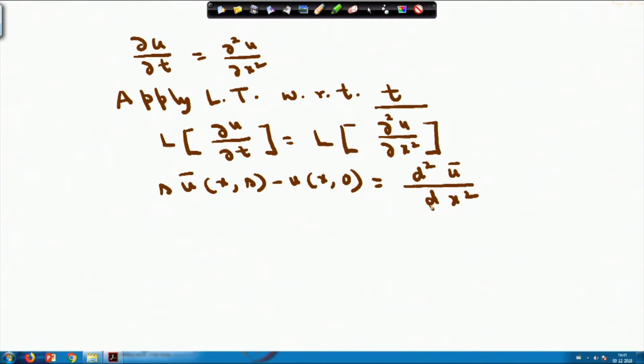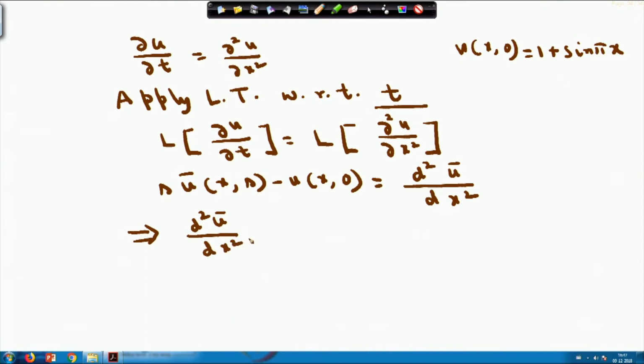Now, according to the condition, it is given that u(x, 0) is 1 plus sin pi x, and x lies between 0 and 1. So, if I substitute this, then I can write the equation as d 2 u bar dx squared minus s u bar(x, s), this will go to the other side, equals minus u(x, 0), so minus (1 plus sin pi x).